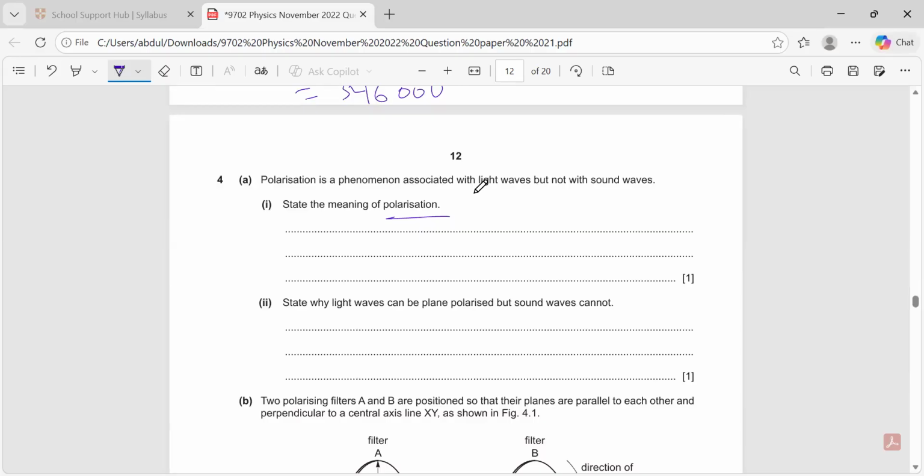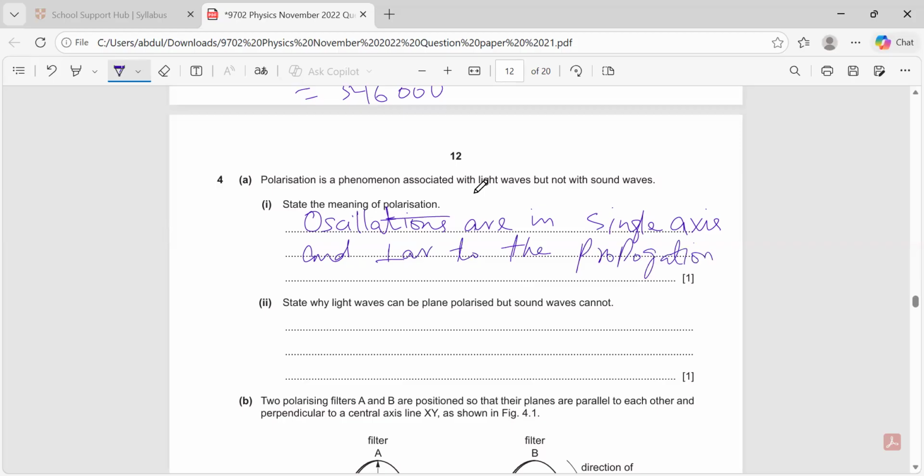Oscillations are in a single direction. Oscillations, vibrations, whatever you want to say. Oscillations are in a single axis, like x-axis or y-axis, and perpendicular. I'm writing this shortcut: 90 degrees, perpendicular to the propagation of energy. You have to say perpendicular to the propagation of energy or wave.